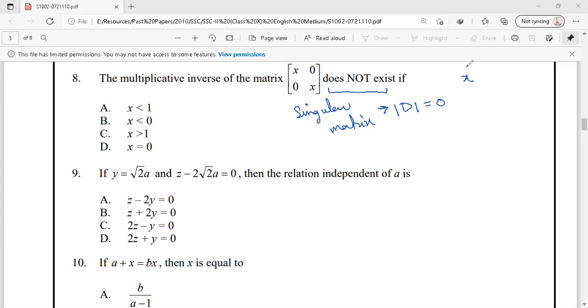So its determinant will be x square should be equal to 0 and x is equal to 0. So for the value of x equal to 0, this matrix comes out to be a singular matrix. So option D is the right answer.